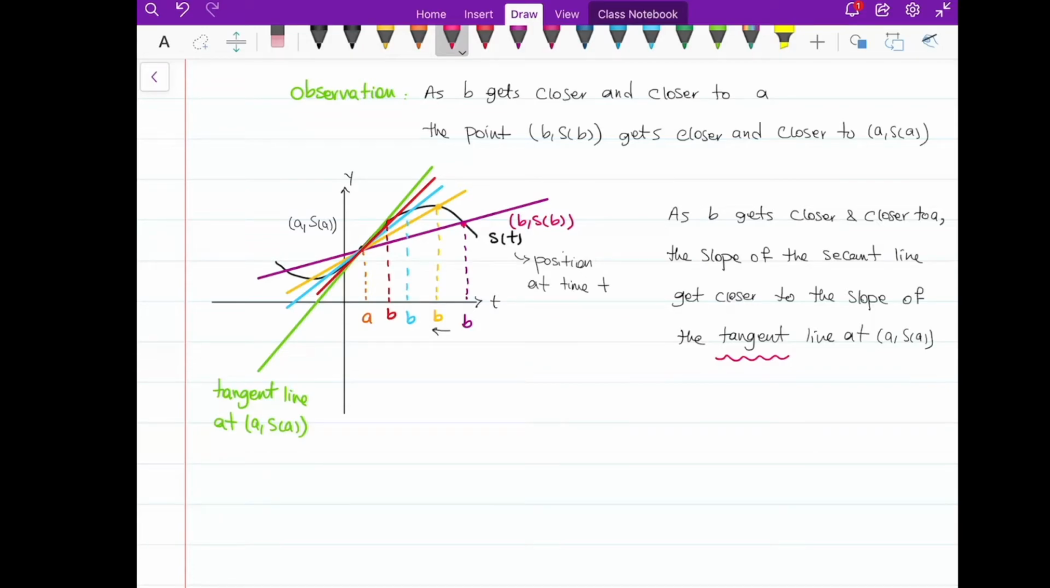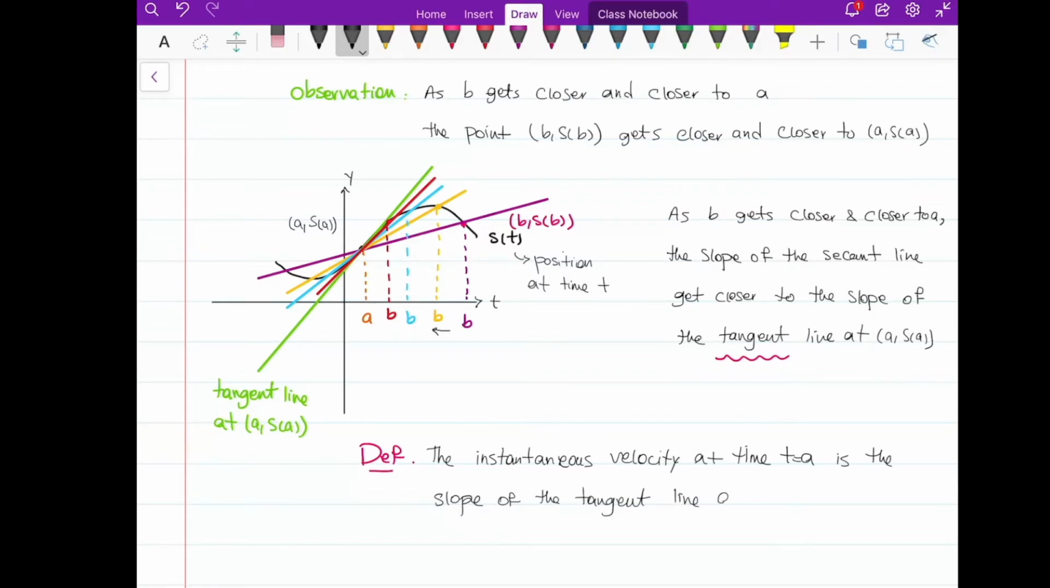And so based on this fact, I can define the instantaneous velocity. So, definition: the instantaneous velocity at the time t equals a is the slope of the tangent line at a and s of a.